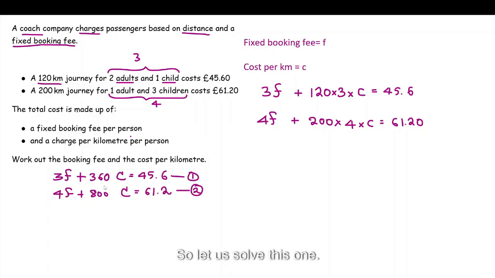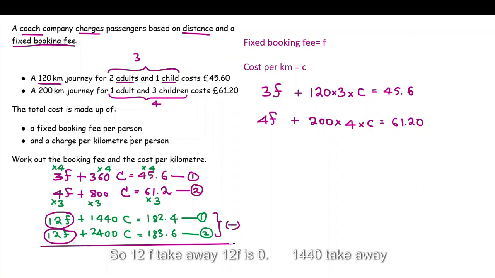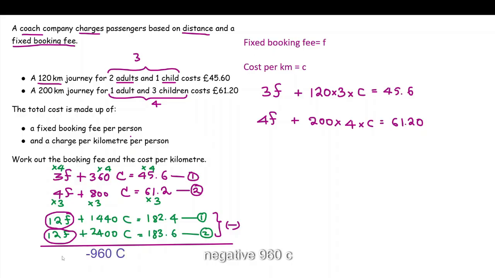So let's solve this one. Here's a 4 here, so I'm going to multiply all of the first equation by 4. And there's a 3 up here next to f, so I'm going to multiply the second equation by 3. So 12f take away 12f is 0. 1440 take away 2400 gives me negative 960c.